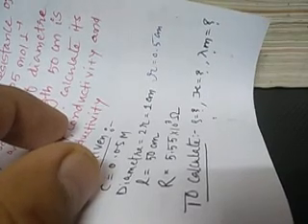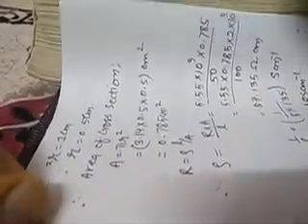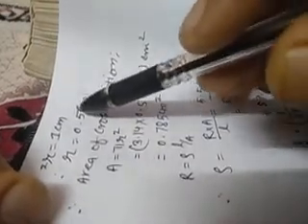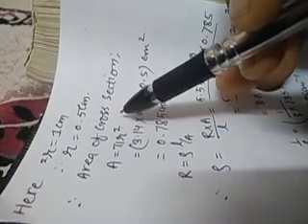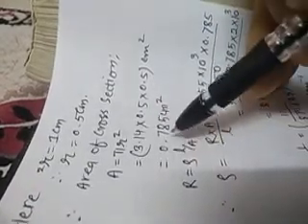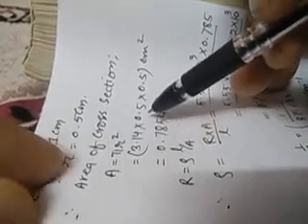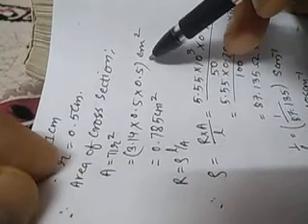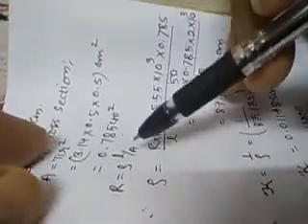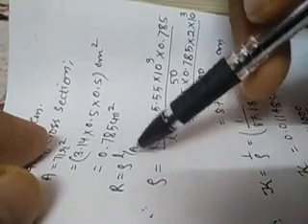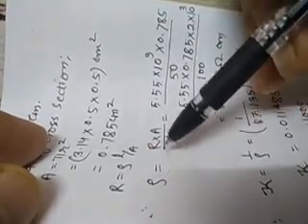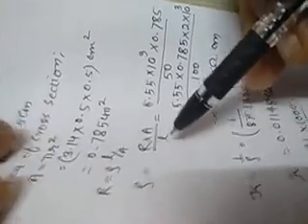So here you can see that 2r is equal to 1 centimeter, and therefore r is equal to 0.5 centimeter. So area of cross section A is equal to pi r square. If you put the value of pi as 3.14, we get 3.14 × 0.5 × 0.5 centimeter square, which ultimately leads to 0.785 centimeter square. We know that R is equal to rho into L by A, therefore rho is equal to R into A divided by L.